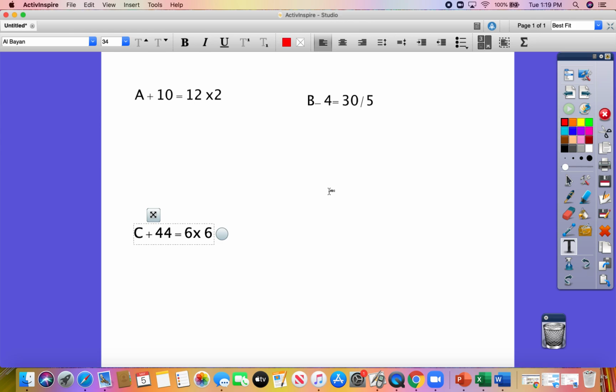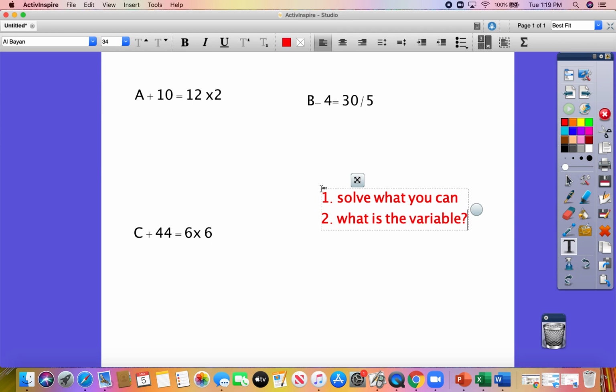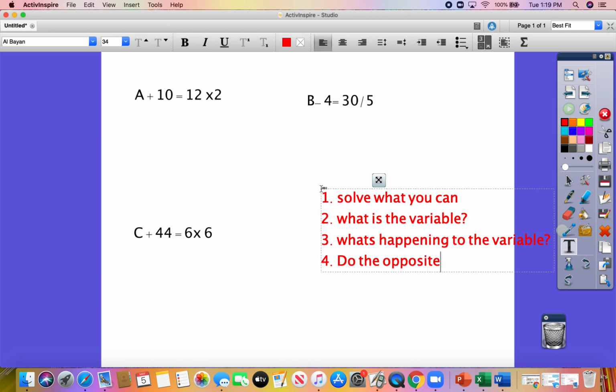So as we're getting started with these, I want you to think about the 4 steps that we've learned. The first thing that you do is you solve what you can. Step 2 is you ask yourself, what is the variable? Step 3, what's happening to the variable? Is it being added, subtracted, multiplied, or divided? And step 4 is you do the opposite to both sides. Okay? Opposite of what's happening.